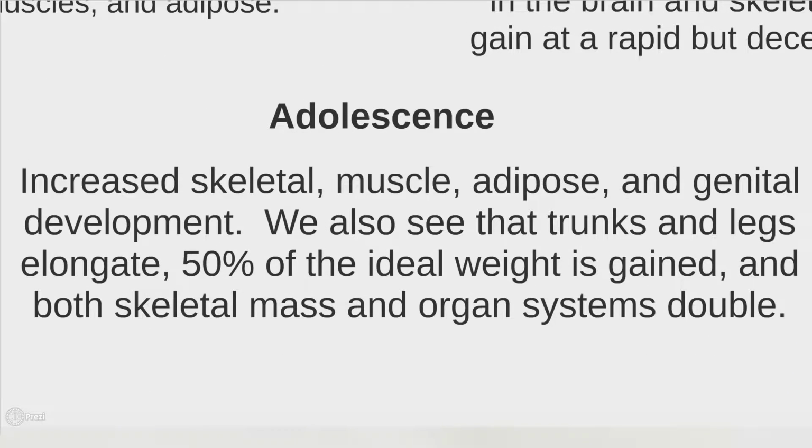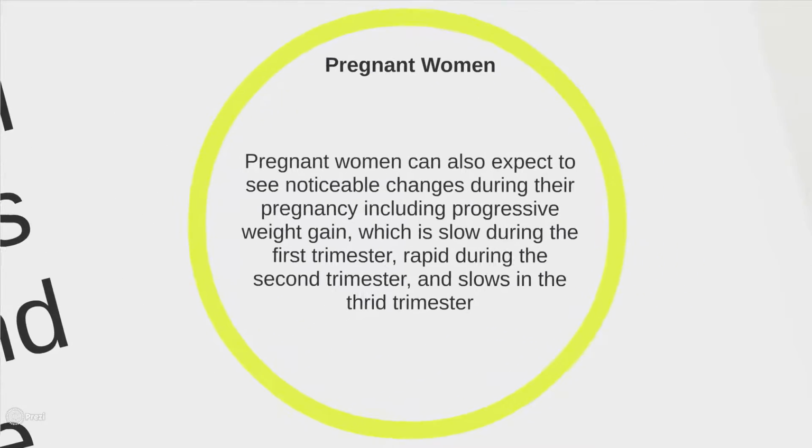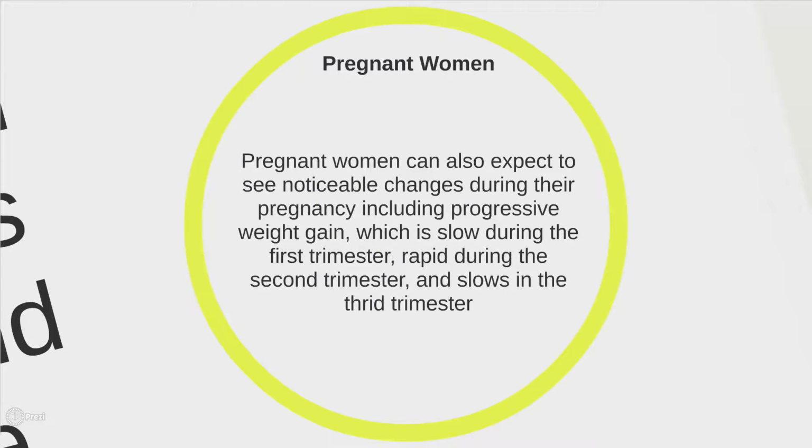During the adolescent stage, we find increased skeletal, muscle, adipose, and general development. We also see that trunks and legs elongate, 50% of the ideal weight is gained, and both skeletal mass and organ systems double. Pregnant women can also expect to see noticeable changes during their pregnancy, including progressive weight gain, which is slow during the first trimester, rapid during the second trimester, and slows in the third trimester.